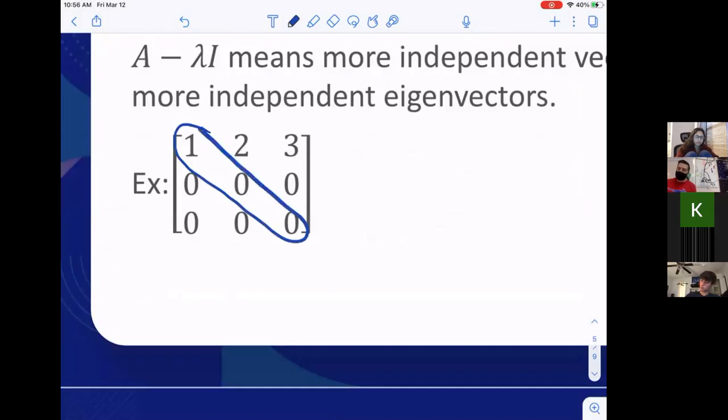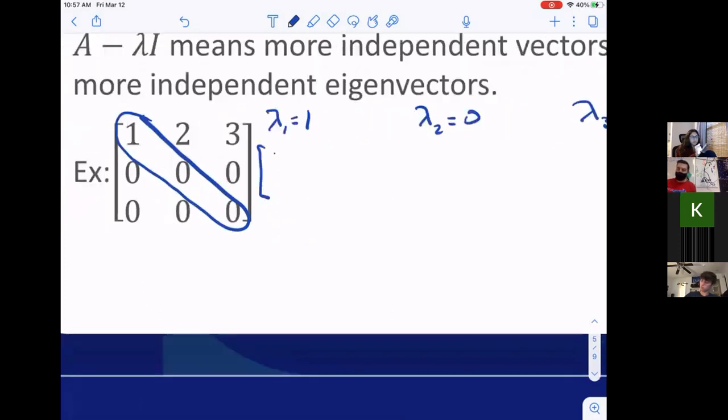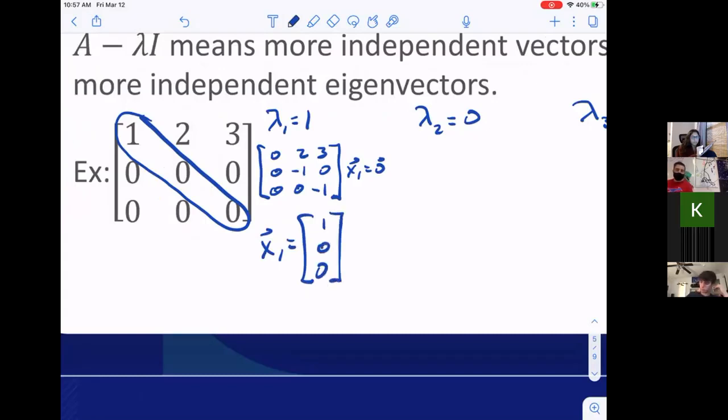But I still kept it diagonal so that we don't have to do a bunch of work finding eigenvalues. We're going to have eigenvalues 1, 0, and 0. So if I subtract the 1, I'll have 0, 2, 3, 0, negative 1, 0, 0, 0, negative 1 times x1 equals 0. Okay, my free variable is the first column. So we can let that be whatever we want. And then notice if that was 1, the other two would come out to be 0, right?